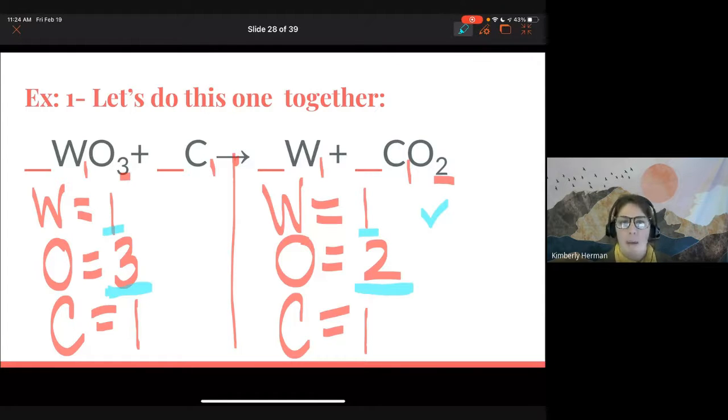So we're never going to make a 3 look like a 2 or a 2 look like a 3, but we can think of a common multiple between the two. So what can we multiply 3 by to get the same number as 2? So we're going to see their common multiple is 6. So you're going to find where the O is, and then you have to put the coefficient in front.